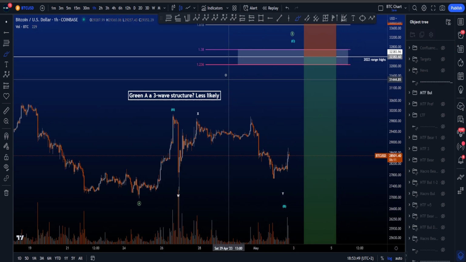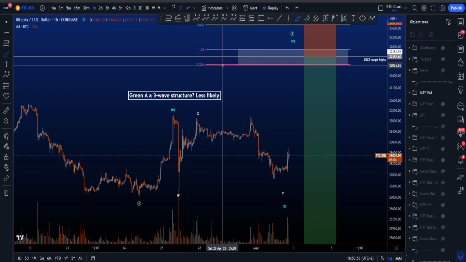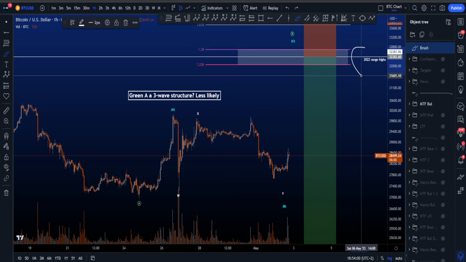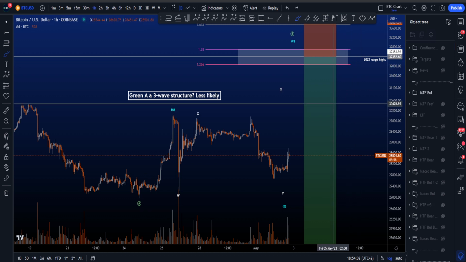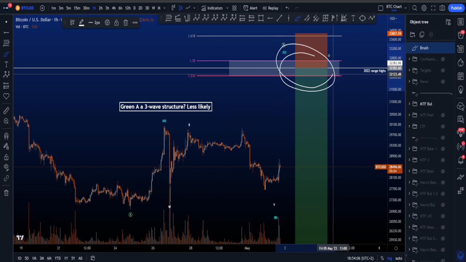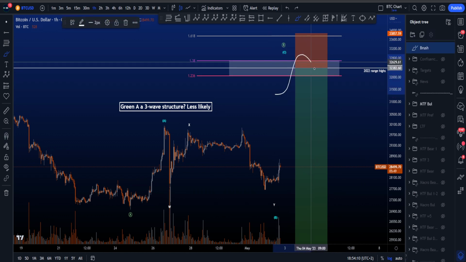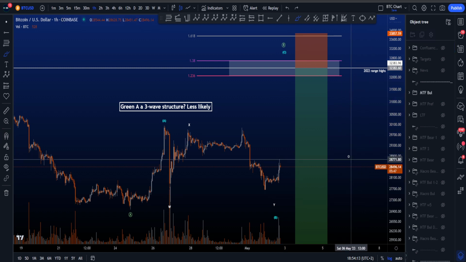In this particular scenario, the most common target area for a wave B is between the 1.236 and the 1.38, which is between 32K and 32.7K. That also includes the 2022 range highs for some interesting confluence, because there's a lot of liquidity resting in this area, for price maybe moving to the upside, grabbing the liquidity, before then an impulsive wave C to the downside.